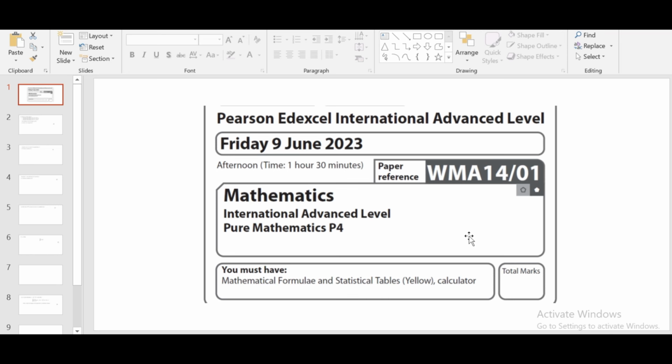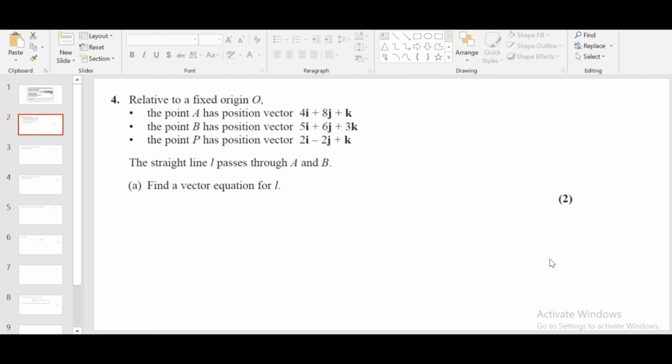Here we are looking at the May-June 2023 Pure Math 4 paper. In the previous video we solved questions 1 to 3. So let's look at question number 4. This is from chapter 7, vectors.